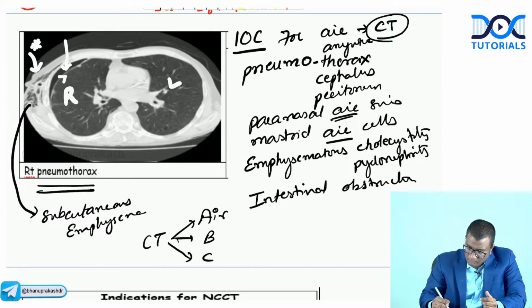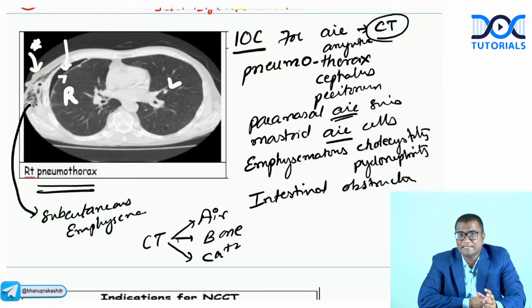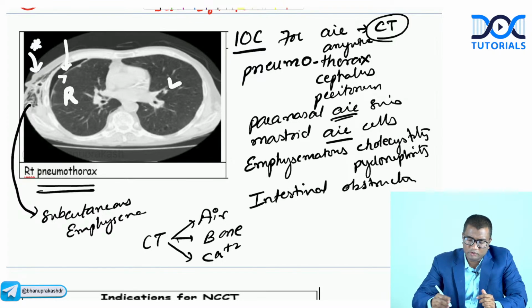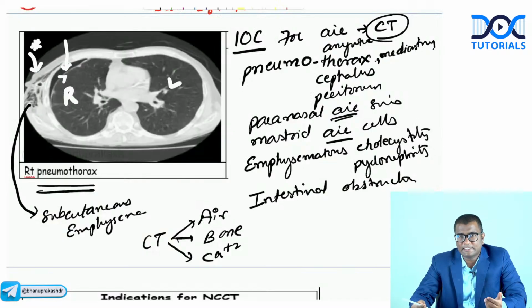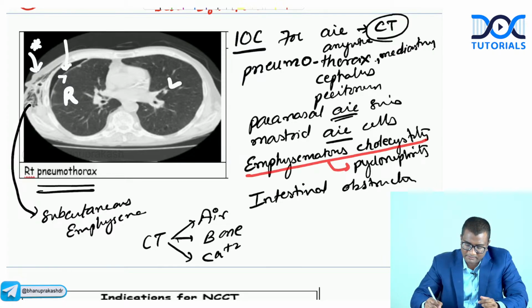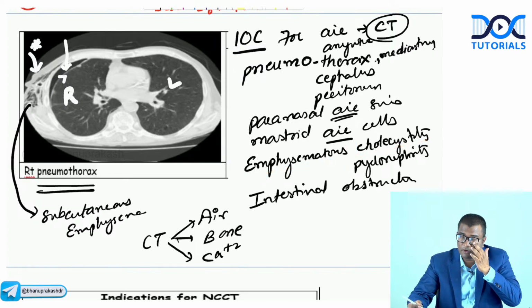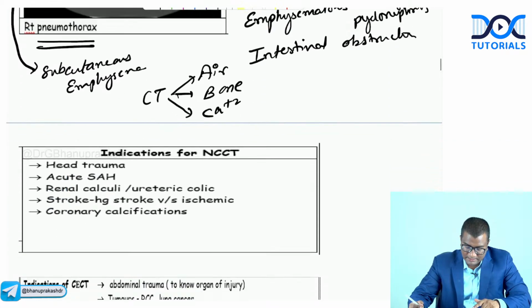For air, bone and calcifications, we generally go for CT. So for air containing areas like pneumocephalus, pneumothorax, pneumomediastinum, pneumoperitoneum, anything with pneumo, paranasal air sinuses, mastoid air cells, emphysematous infections, emphysematous cholecystitis, emphysematous pyelonephritis. For all of these, the investigation of choice is a CT scan. Let's come to the next one.